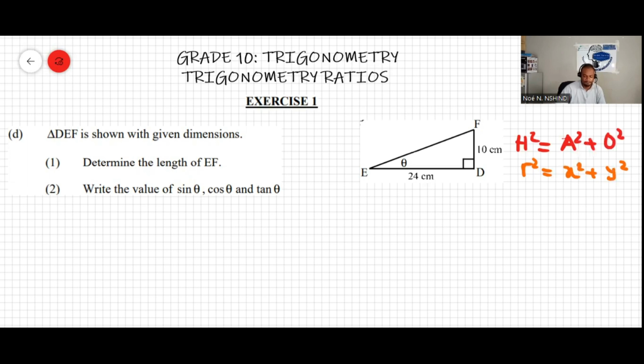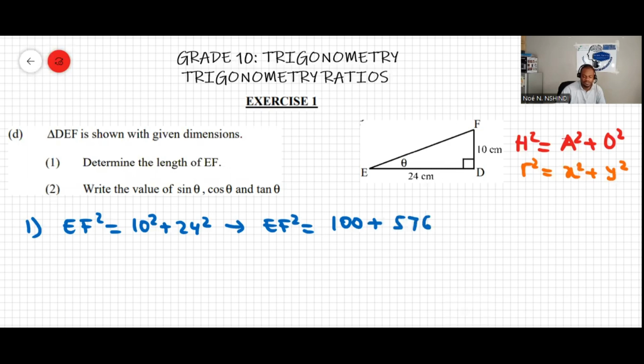To find the hypotenuse here, EF is my hypotenuse. So EF squared will be equal to 10 squared plus 24 squared. That makes EF squared equal to 10 squared, which is 100, plus 24 squared, which is 576. So EF squared is equal to 676.